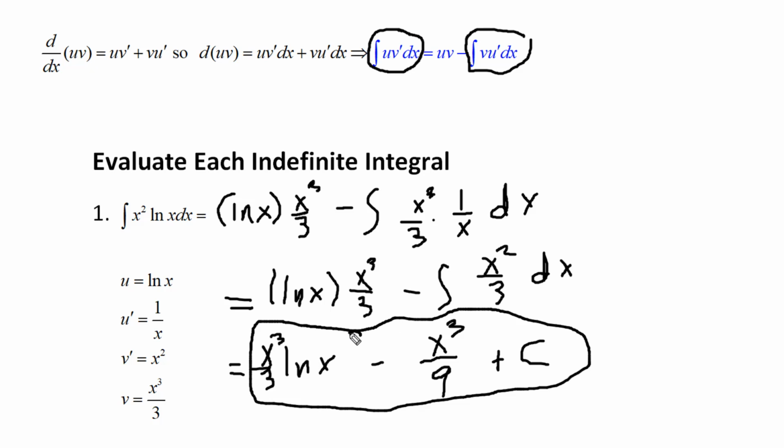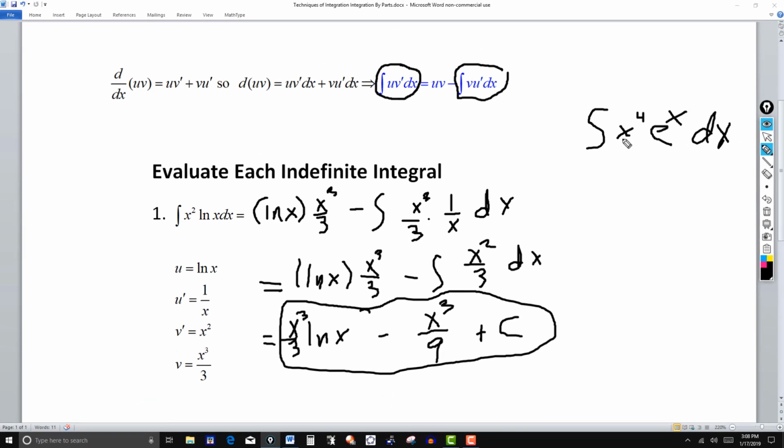Okay. Now I want to make a few points here. Sometimes when you're dealing with this procedure, you're going to have a repetition. Integrals like, say, the integral of x to the fourth e to the x dx. So the x to the fourth you can take the derivative of, you can take the integral of e to the x, you can take the derivative, you can integrate, no problems there.